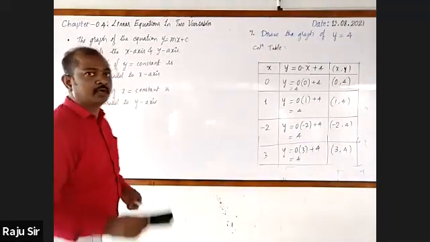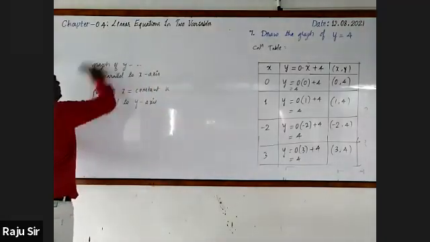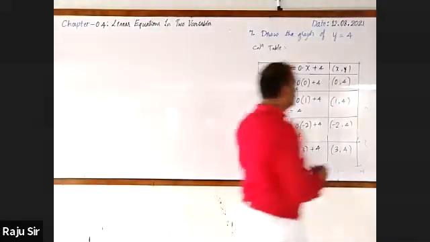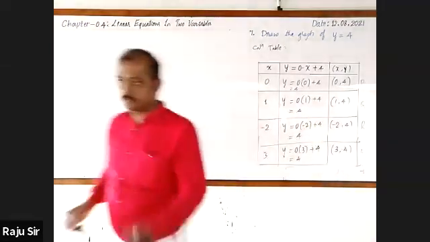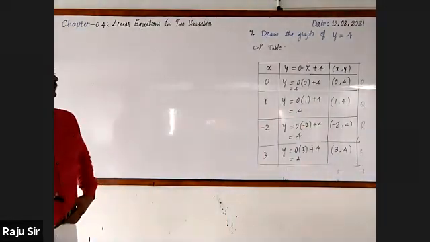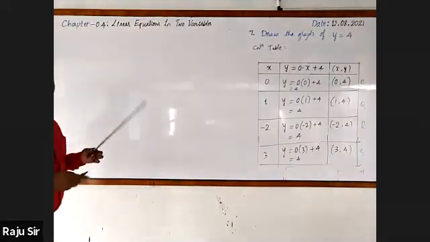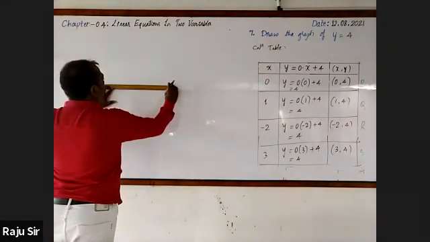Now let us go for drawing the graph. Name the points as P, Q, R, S. Draw the x and y axis on the graph plane.